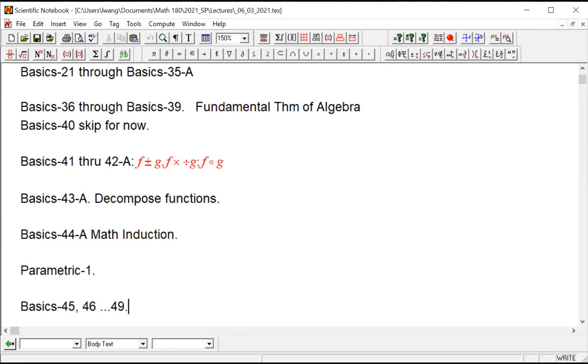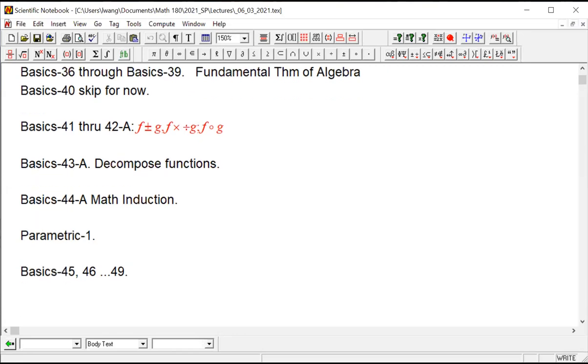And the next treatment we have, following the order, is the handling of piecewise functions, basics, 50A. Okay, the handling of piecewise functions.